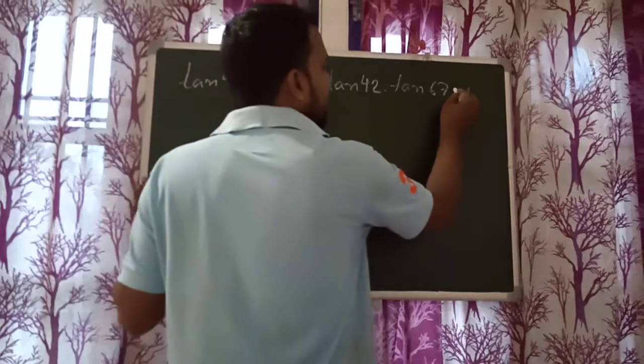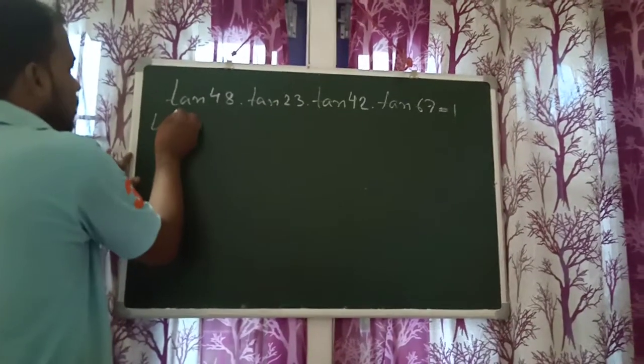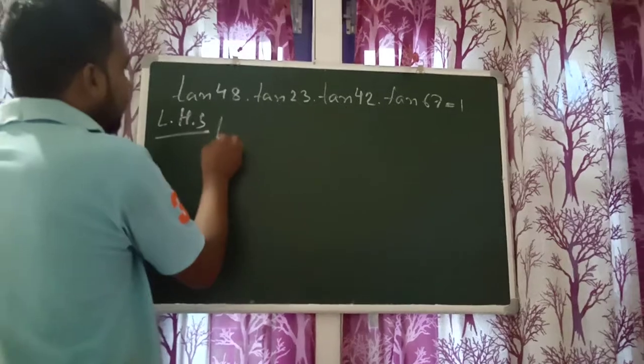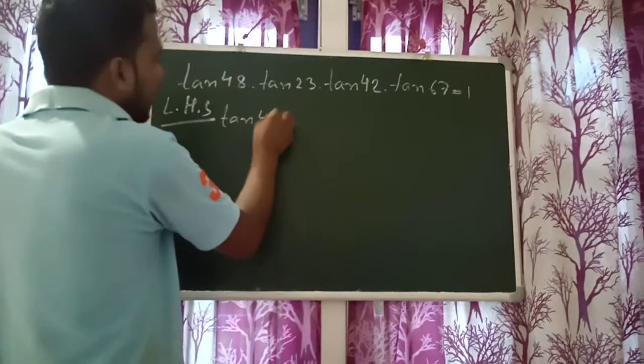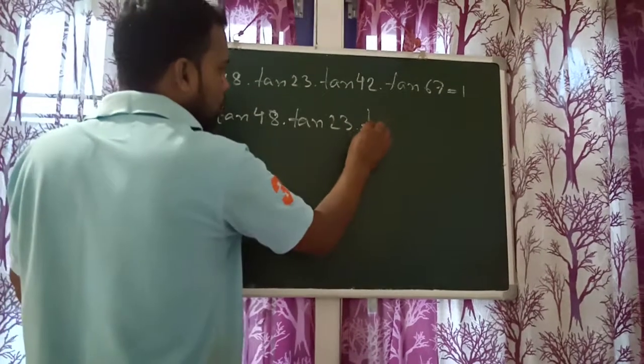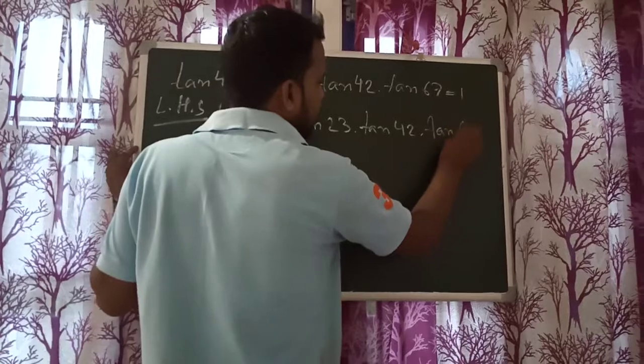Now see, what do we have? Right hand side only one is there. Left hand side has more, so we take that. Now left hand side solution. Left hand side, what is there? tan 48 into tan 23 into tan 42 into tan 67.